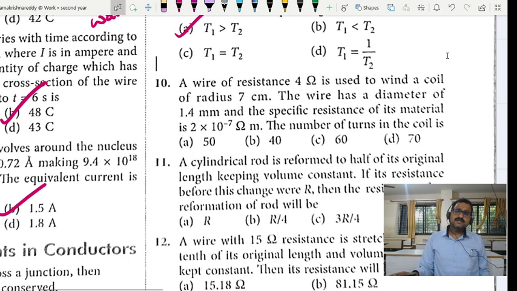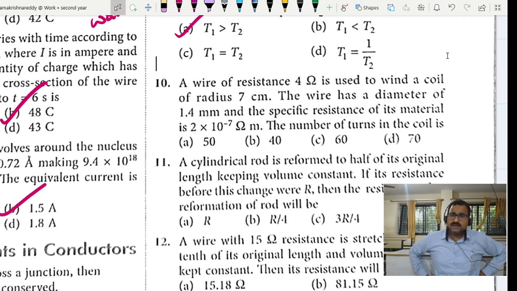A wire of resistance 4 ohm is used to wind a coil of radius 7 cm. The wire has a diameter of 1.4 mm and the specific resistance of its material is 2 into 10 power minus 7 ohm meter. The number of turns in the coil is what they are asking. The wire resistance they have given is 4 ohms.